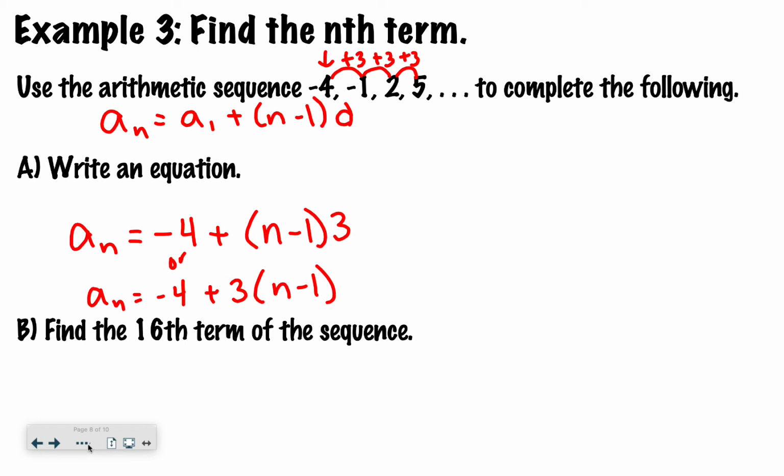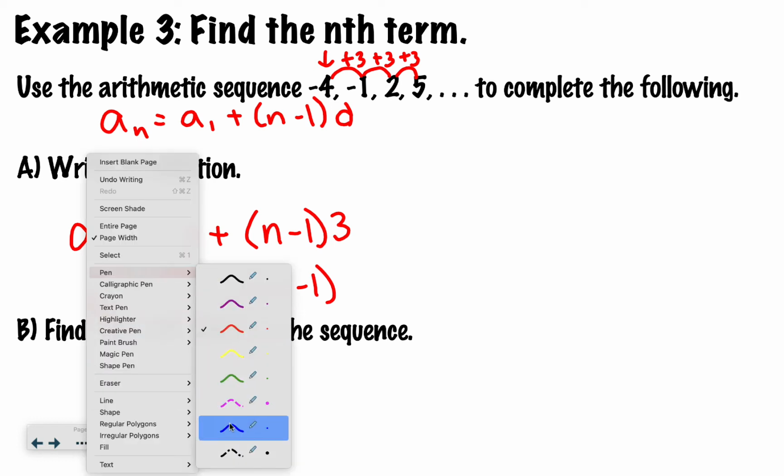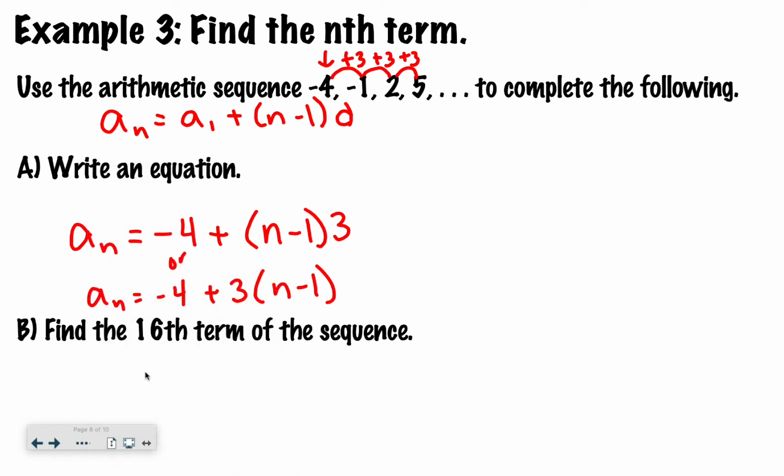Okay, so if we want to find the 16th term of this sequence, we're just going to plug 16 in wherever there's an n. So I say a of 16, and there's no calculation that has to be done right there. All that tells me is that I'm solving for the 16th term in the sequence. Sometimes students make the mistake of making this like a 16a or something, but it's not. You just leave that 16 off to the side. And then we're going to plug 16 in where that other n is.